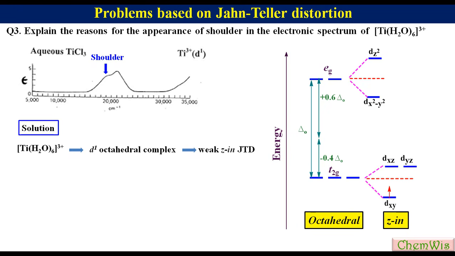We can see that there are two possible transitions in the visible region of the electromagnetic spectrum: dxy to dx²-y², transition A, and dxy to dz², transition B. Transition B appears as the main peak and transition A as a shoulder on the slightly lower energy side.